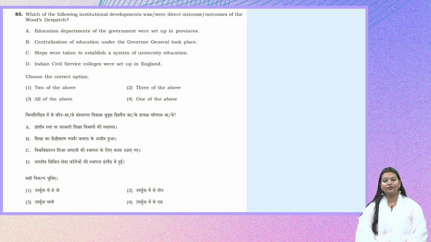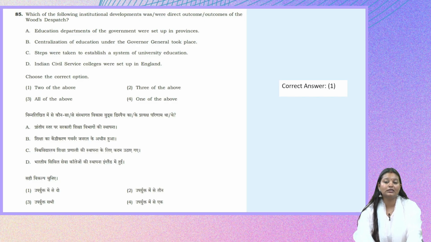The options that they have given us are 2 of the above, 3 of the above statements or recommendations were from Wood's Dispatch. Are all of these statements a result of Wood's Dispatch, or is only one of these statements the result of Wood's Dispatch? One more thing that I would like to highlight here is centralization of education under the Governor General took place. This did not happen. They were trying to avoid centralization and wanted some amount of decentralization so that the masses can also get educated.